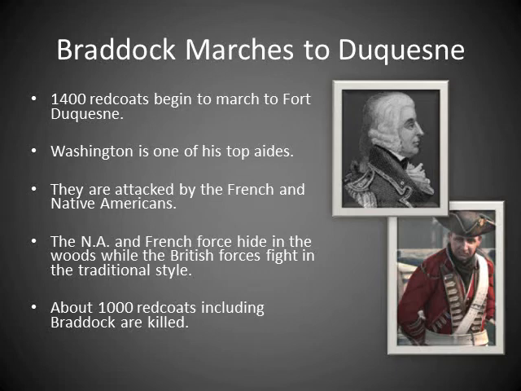About 1,000 redcoats die, including Braddock. Okay, and you could argue that the reason why he is killed is because he refuses to fight in the Native American style. He only fights in a traditional style, where the Native Americans and French hide in the trees and shoot from above. So about 1,000 redcoats are killed, including Braddock.